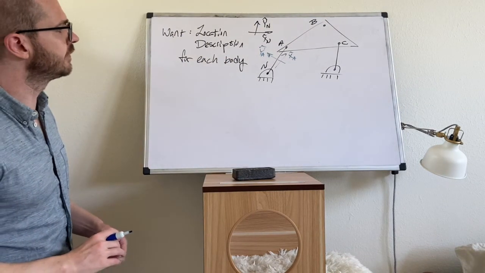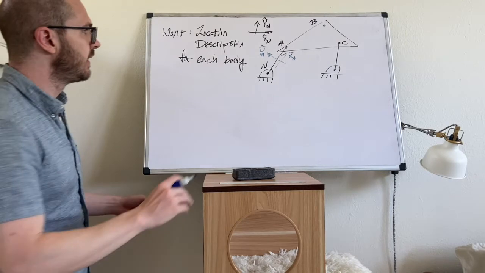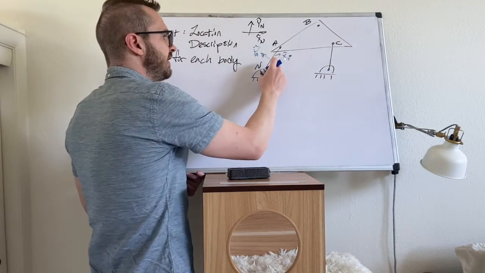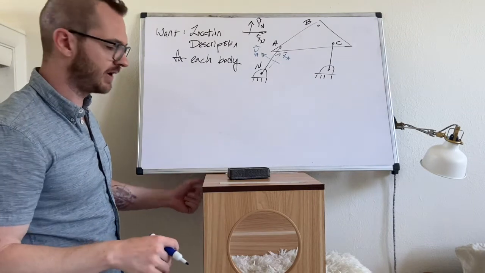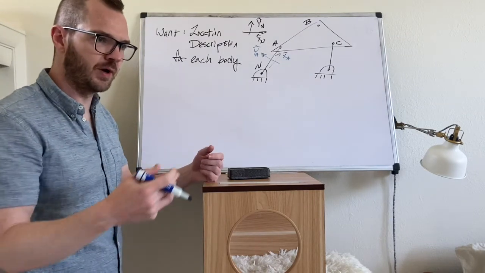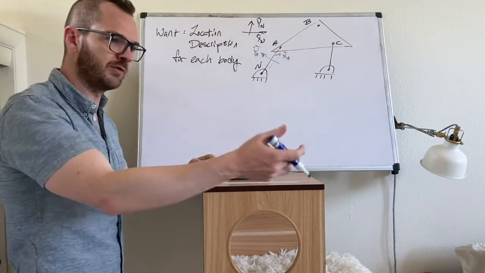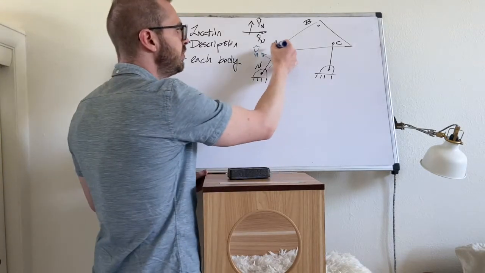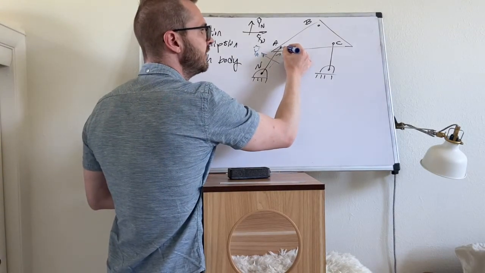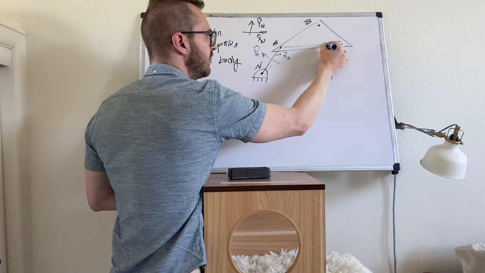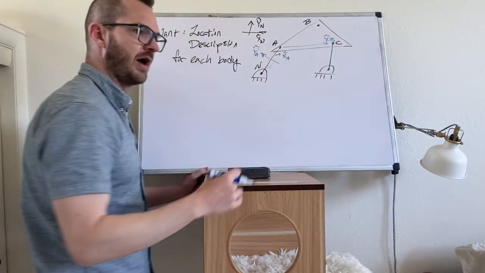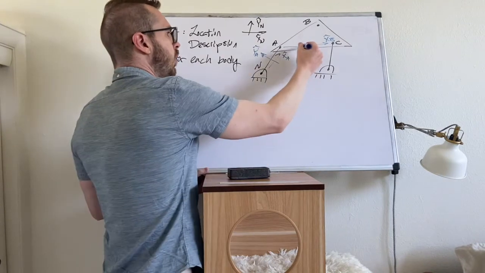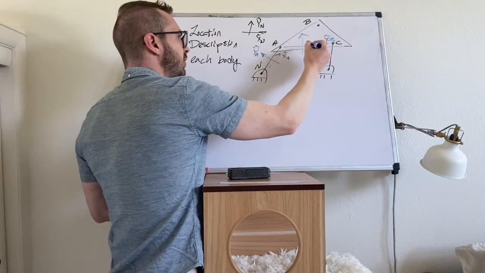Next, what should we do for body B? By default, I usually treat the x-axis as the default when I'm doing position vectors from this point to this point to this point. So let's put A to C. There we go. I'm going to call that one x hat B. Y hat B is then perpendicular to it.